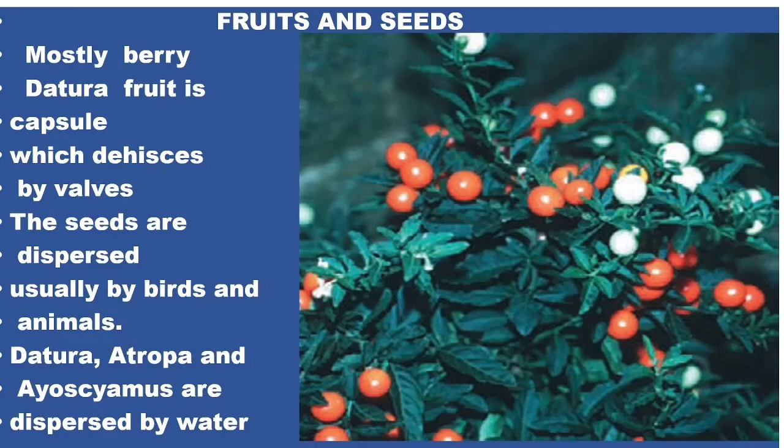Fruits and seeds: mostly berry, but in Datura, the fruit is a capsule. The seeds are dispersed usually by birds and animals. However, in Datura and Atropa, in some cases, the fruits may be dispersed by water.